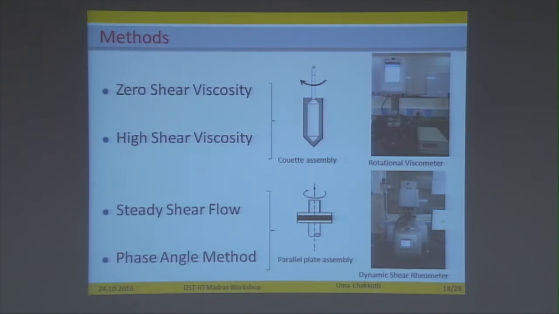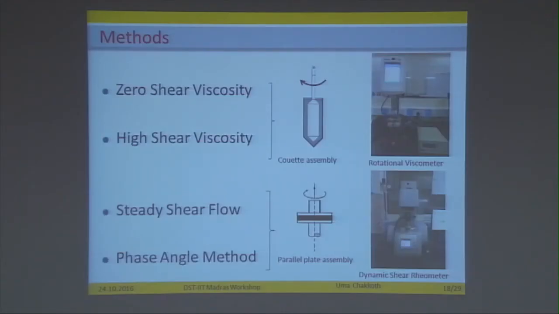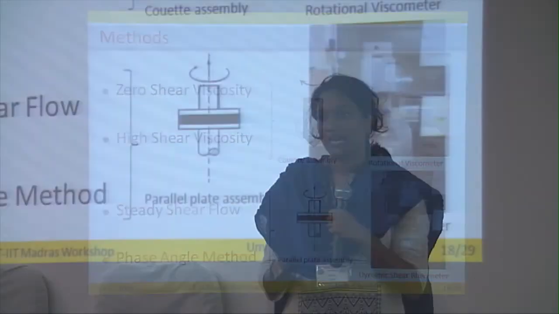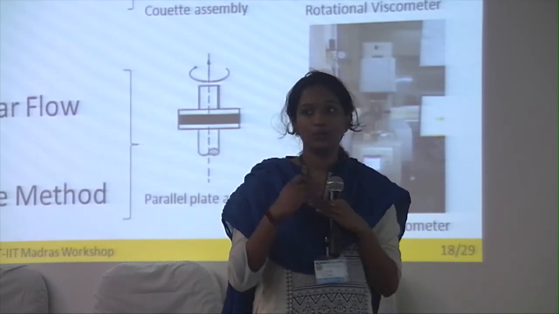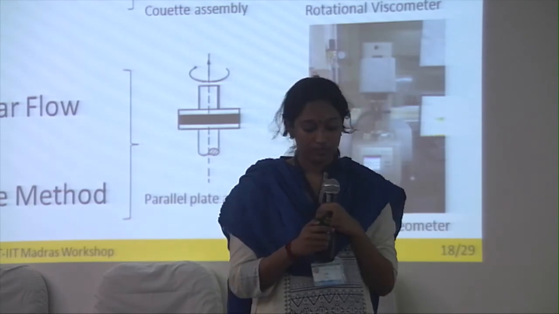So, the first two methods use a rotational viscometer to characterize or to determine the mixing and compaction regime. For this we use a quart assembly, which is essentially a binder taken in a container, and the spindle is allowed to rotate in it. So, the viscosity is measured as a resistance in the presence of the rotating spindle. In the second set, the steady shear flow and phase angle methods, these two methods use a dynamic shear rheometer for carrying out the experiments, which uses a parallel plate assembly wherein the binder is sandwiched between two plates and the top plate is allowed to rotate.